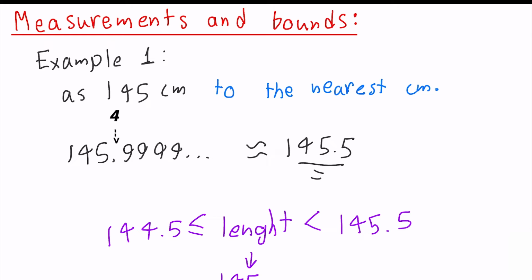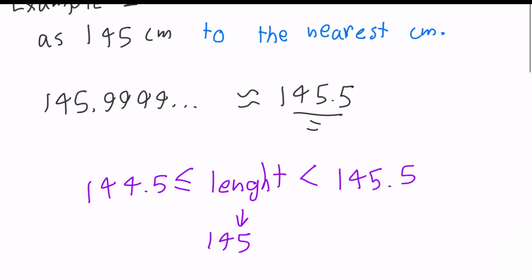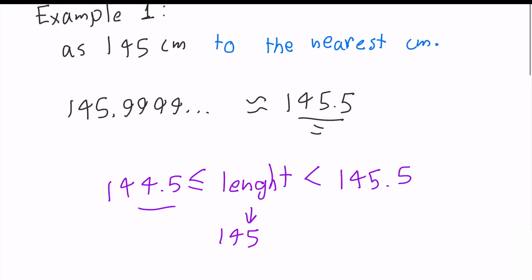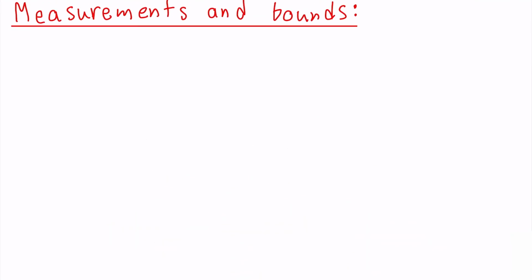The upper limit often causes confusion, so we use 145.5 as the upper bound simply because it's inconvenient to work with 145.499999. But I have a way to do that. If we want to find out the lower bound, which is 144.5, and the upper bound, which is 145.5, I will show you a way to easily find the lower bound and the upper bound.